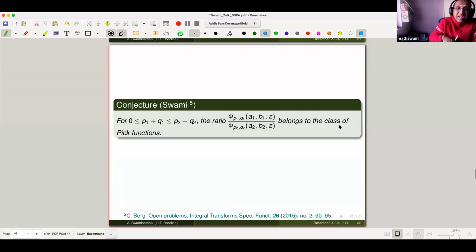Taking a lead on this, with some numerical values and some mathematical software, I was able to get some particular values that precisely say that these are going to be in the class of Pick functions, which is a generalized polylogarithm. So my entire question was to prove this particular result, so that it helps in studying several further results.